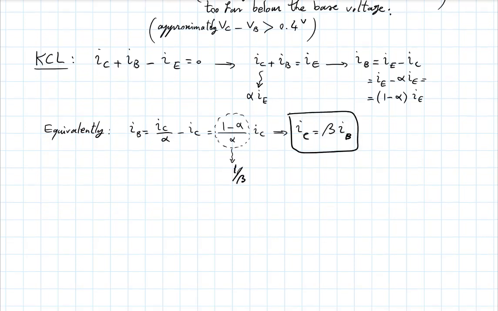Is this beta a large number or a small number? How much is beta? If my alpha is 99%, how much is beta? Close to 100. And that's typical for a transistor. This might be the single most important equation of the BJT transistor. The collector current, roughly 100 times the emitter current.